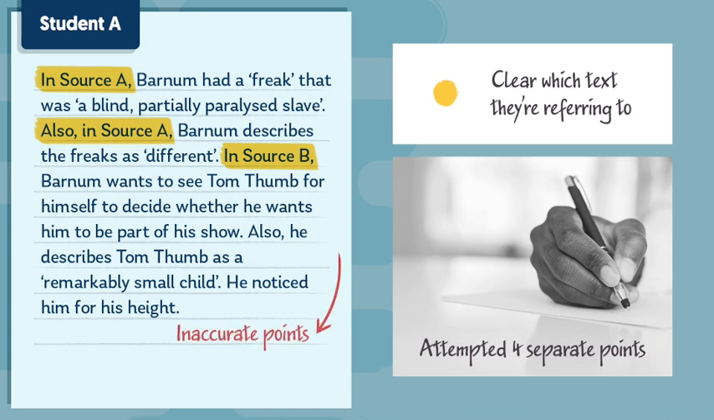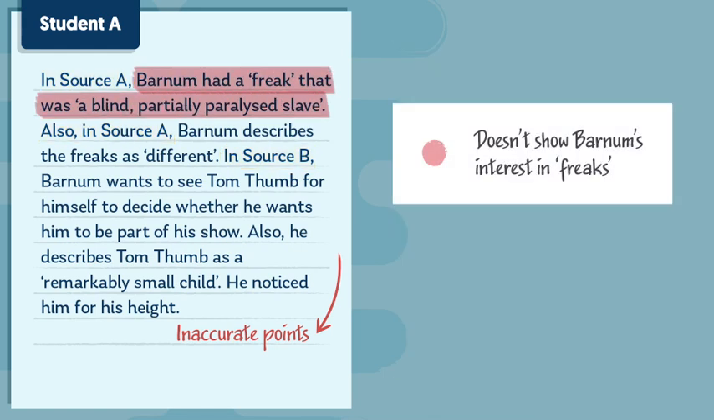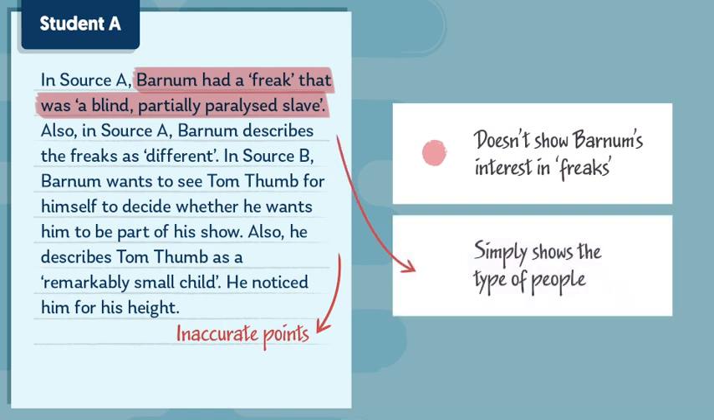Unfortunately, though, their points aren't accurate. Let's start with the first one. This evidence doesn't show Barnum's interest in freaks, as the question is asking. Instead, it simply shows the type of people he had in his show.